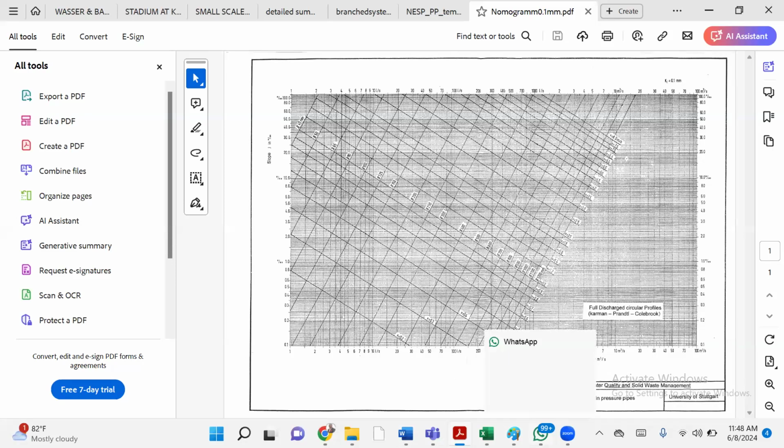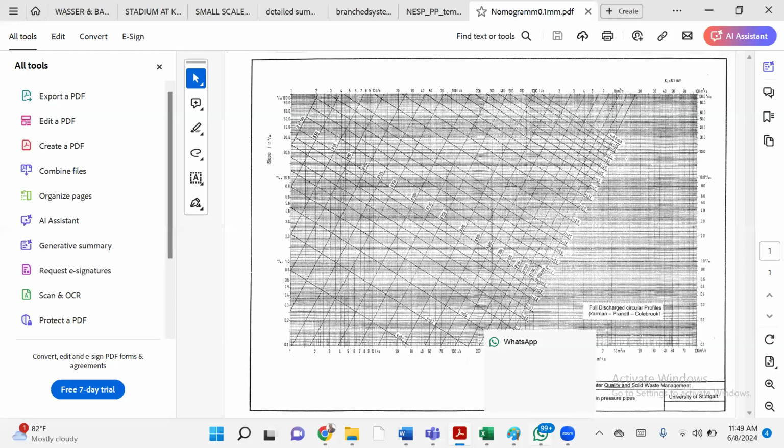That has 6 liters per second, and the slope is 0.05. Listen to me. The slope is 0.05, and the water demand, the water requirements, is 5 liters per second. What's the pipe size?